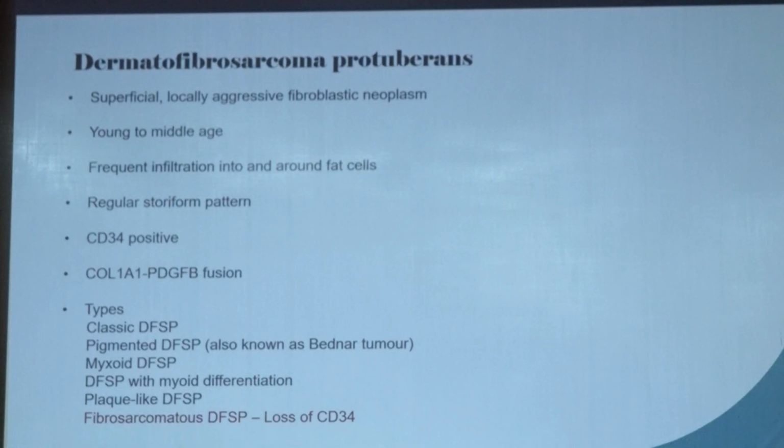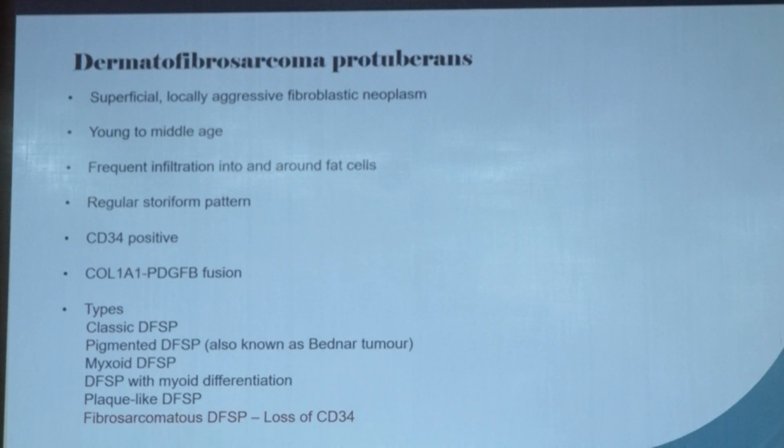But once the DFSP starts transforming into a malignant tumor, or fibrosarcomatous DFSP, no more protuberans, only sarcoma, then CD34 will not be there, or it will be very patchy. It starts getting lost. It will only be present on the periphery. The center doesn't show CD34. And we have encountered such cases.